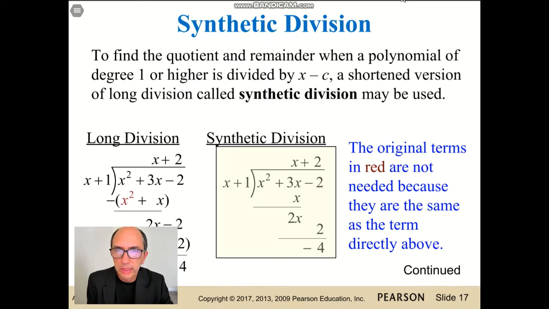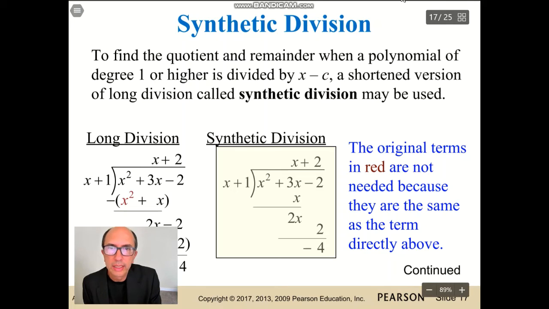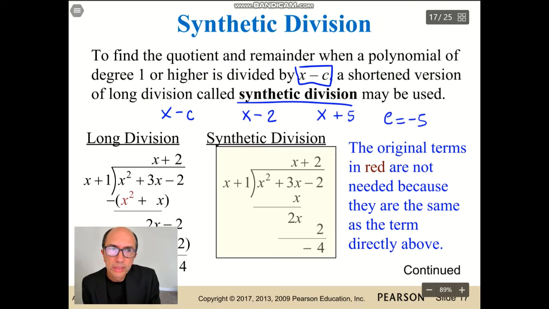What is important to understand here is that synthetic division is only applicable if you are dividing a polynomial by a binomial of this form, x minus c. It can be divided by x minus 2, it can be divided by x plus 5, then c is going to be negative 5, but it is always only applicable if the divisor is something of this shape, x minus c.